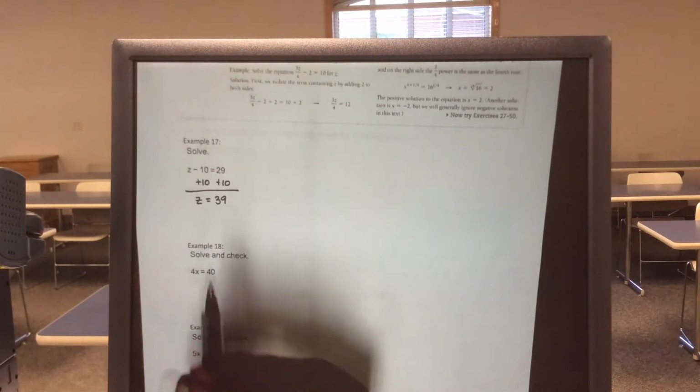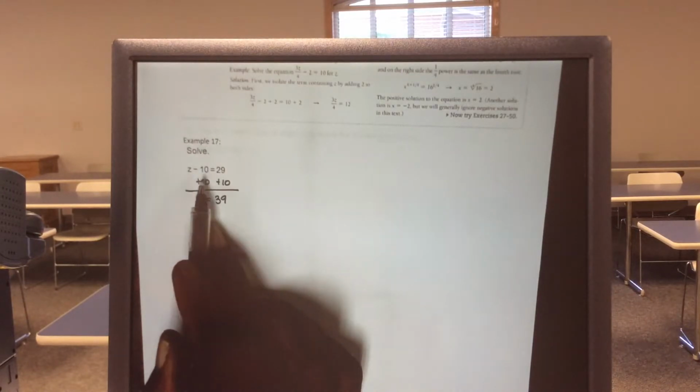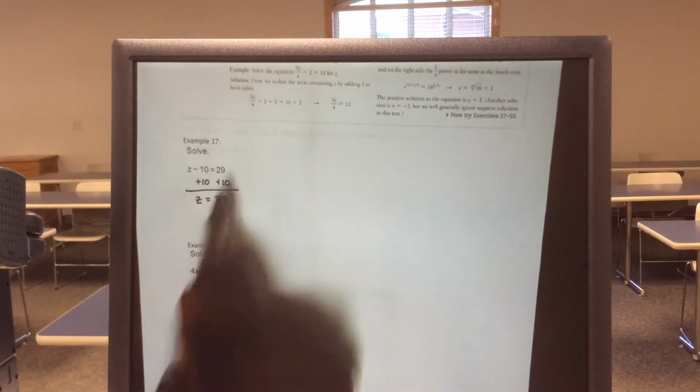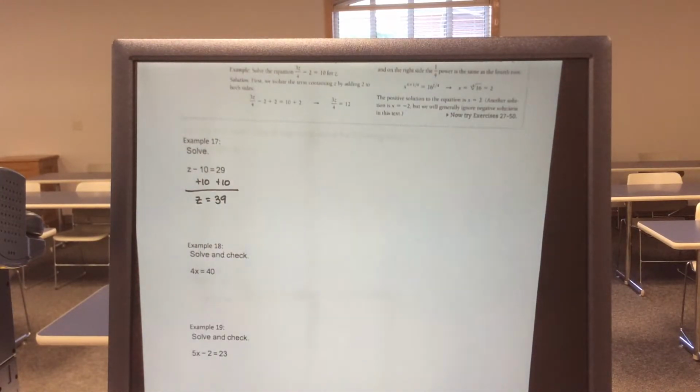Now, you can check by doing 39 minus 10. That would give you 29.